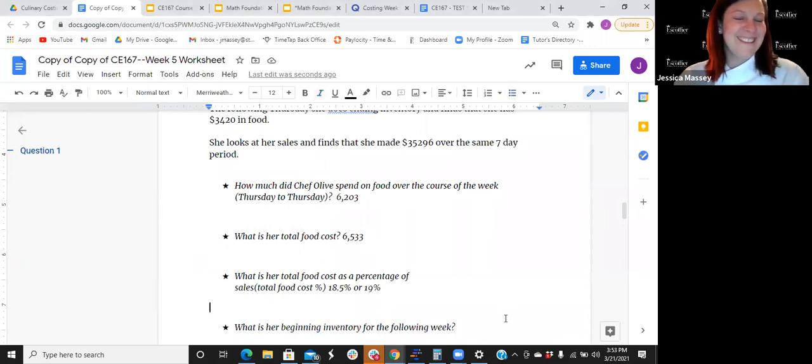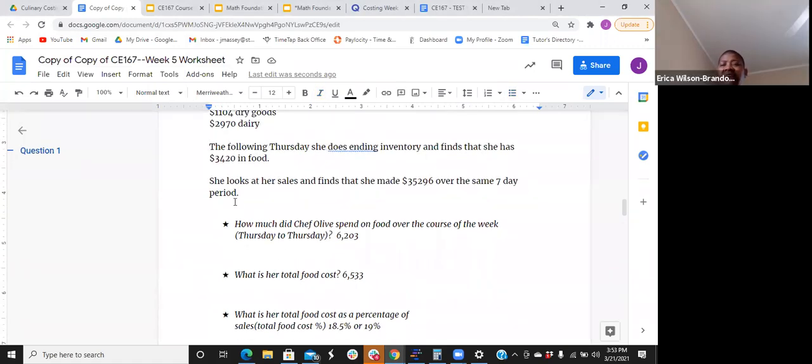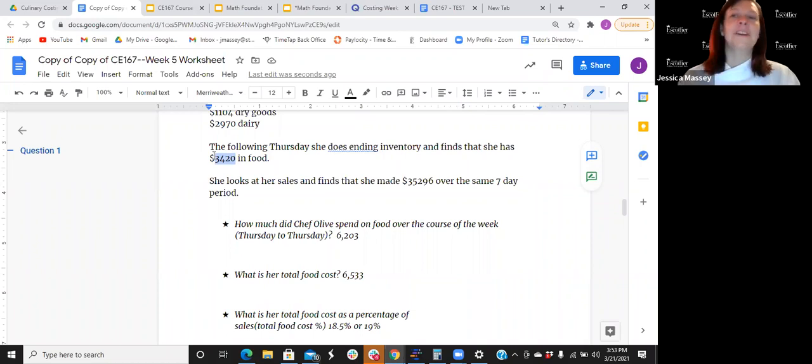What is your beginning inventory for the following week? Scroll up to see last week's inventory, starting off with the beginning inventory for this week. So whatever you left off with, going into the next week, that's your beginning inventory. That's exactly it. No math required.